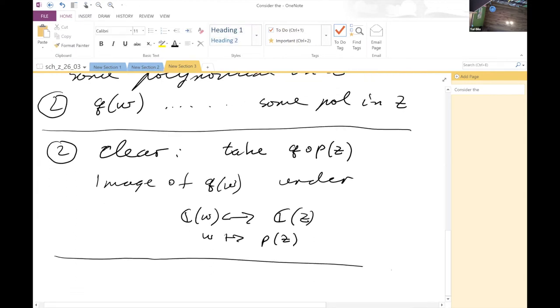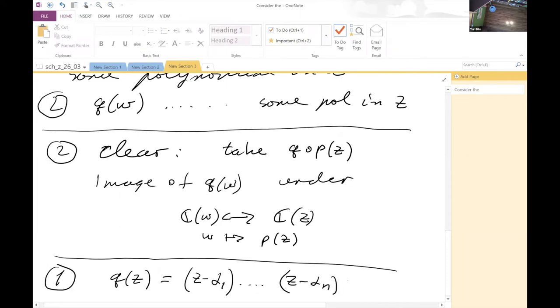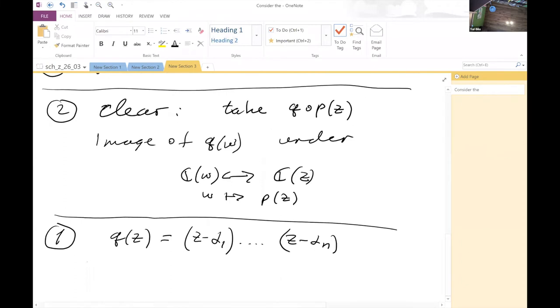In one, it is somewhat less obvious, and we do the following. We write Q of Z as we factorize it, the product of... here we want it to be monic. I want it to be monic, it would be enough for us.